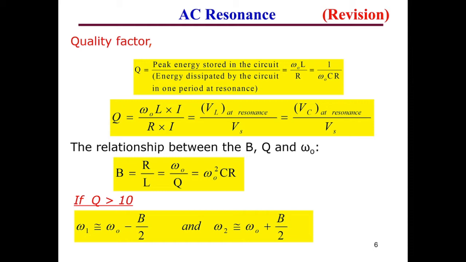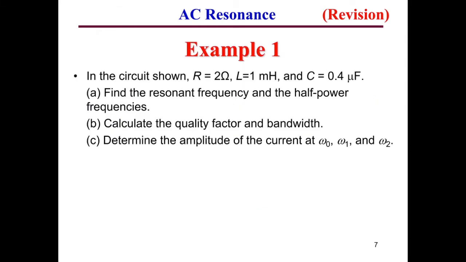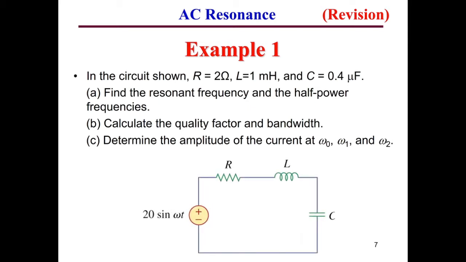Okay, and if the quality factor is large, more than 10, then we can use an approximation in which W1 will be equal to W0 minus B over 2, and W2 will equal W0 plus B over 2. Let's look at this simple example. Let's say that in this circuit we have R, L, and C, and we are asked to find the resonance frequency and half power frequency.